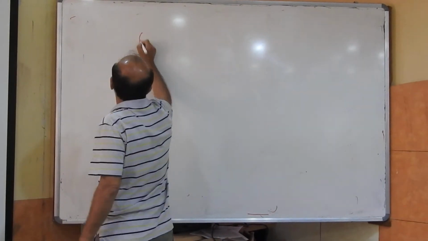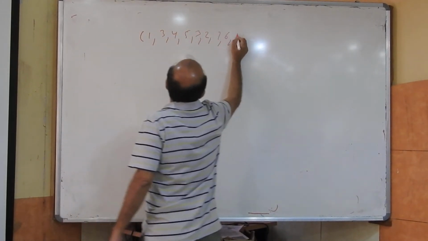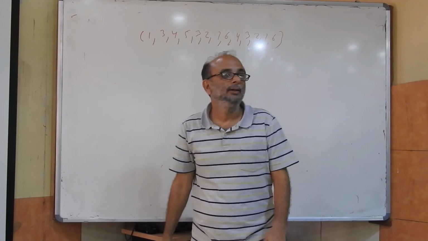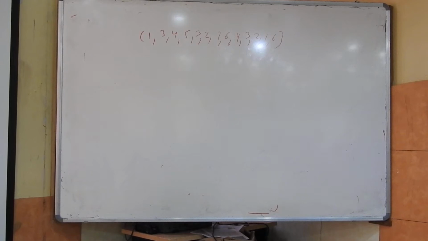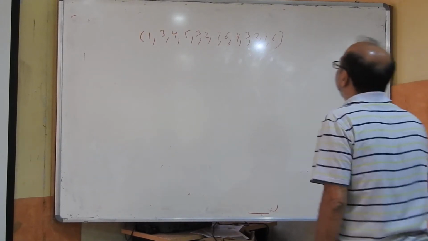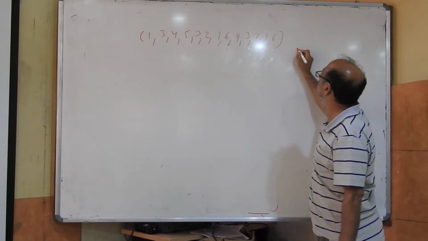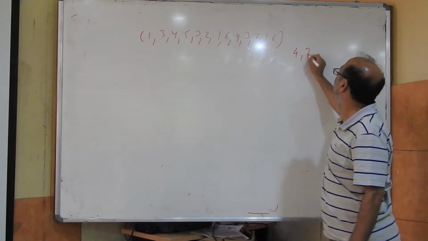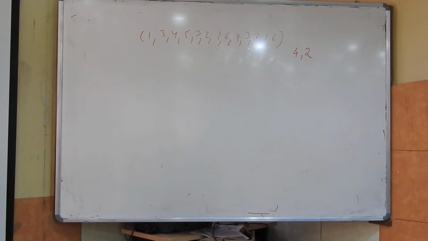So suppose this is a sample. Okay? Tell me whether this sample could have come from a population with mean 4 and variance 2. Could this sample have come from a population with mean 4 and variance 2?